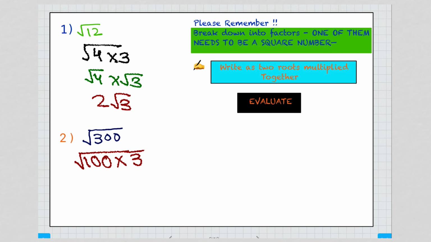Now what do you do next step? One of the numbers needs to be a square number. So 100 is a square number of 10. So you can write it separately, just like we did for question number 1. Root 100 times root 3. And then the square root of 100. Yeah, speak a bit louder, please. So the square root of 100 is 10. Yeah, just write 10 underneath it, please. 10 root 3. Amazing. Good work.